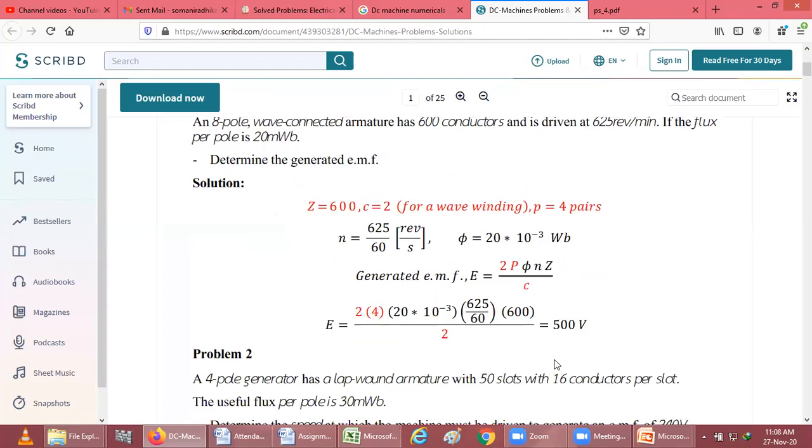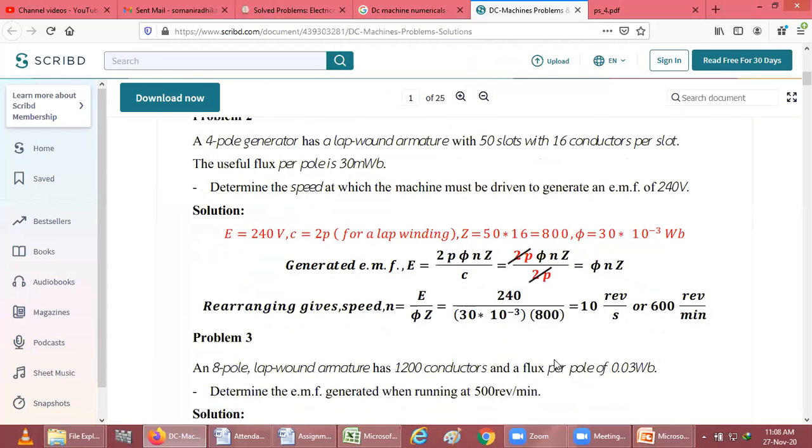Okay. So here again we can see another example. What they have given: how many poles we are taking. Here they have given a 4 pole generator. If they have not given, at that time also you can consider that as 4 pole. If they have given 8 pole, you are supposed to consider 8 pole. So here the 4 pole generator has a lap wound armature with 50 slots with 16 conductors per slot. So you have not got the number of conductors for the whole armature; they have given per slot.